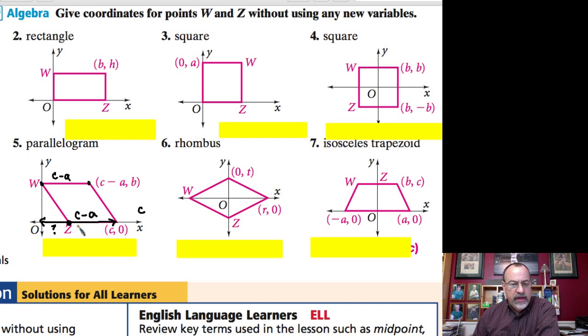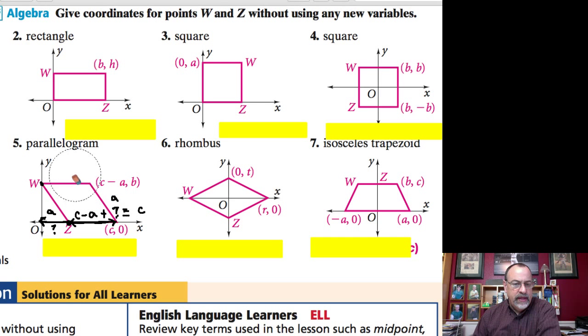So what I need to know then is, if from here to here is c minus a, I need to add something, this distance from here to here, whatever that be, so that this distance is equal to c. So what could I put in here that would make this equal to c? Well, if I added a, then c minus a plus a is c, which would leave me c is equal to c. That means the distance from here to here must be a.